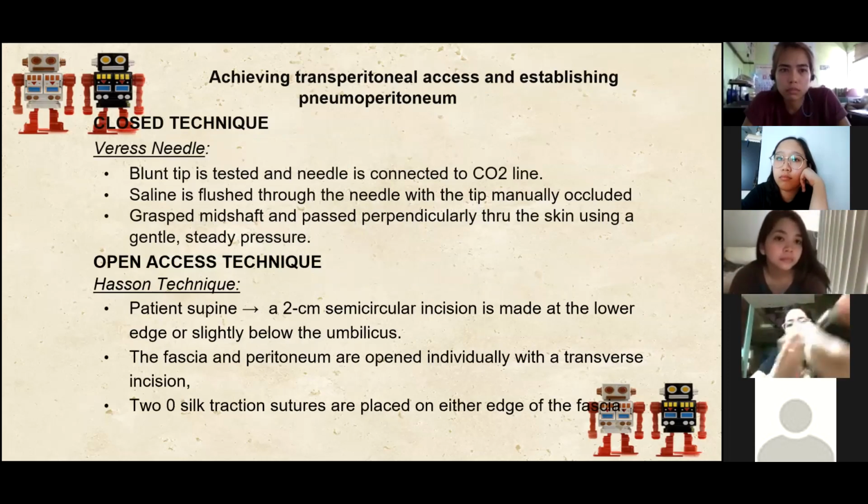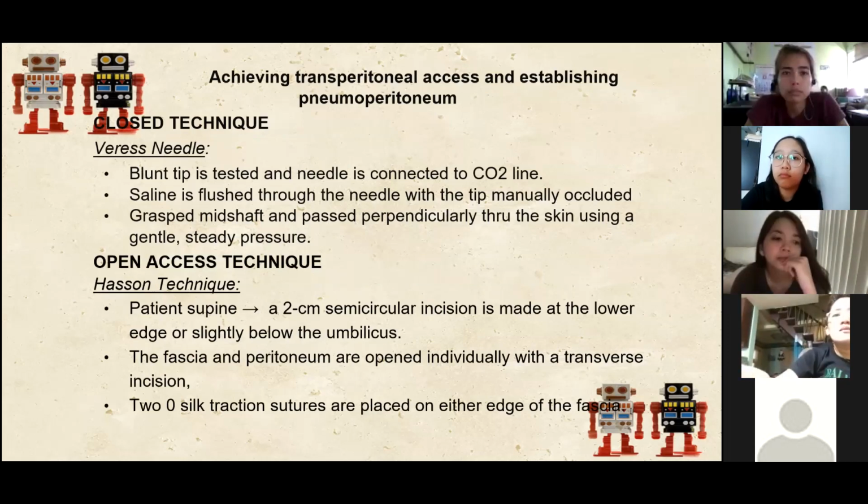For achieving transperitoneal access and establishing your pneumoperitoneum, for your closed technique, you have your Veress needle. It can be disposable or non-disposable, and you should ensure proper needle function. The tip test: the needle is connected to the CO2 line. Saline is flushed through the needle with the tip manually occluded so that there is no leakage at the juncture between the shaft and the hub of the needle.